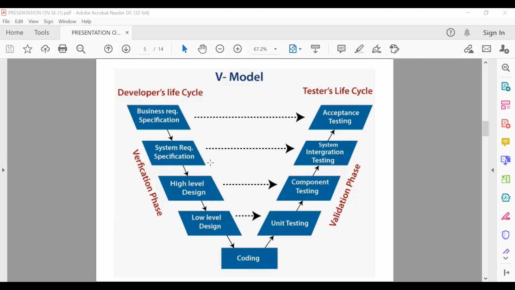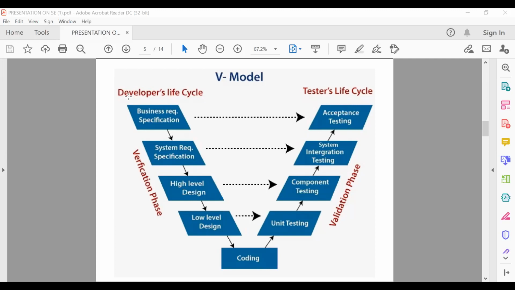Okay. Can you explain the different testing phases as mentioned here? Like what is acceptance testing, what is system integration testing, component testing, and what is unit testing? In the testing phases, there are 4 different types of testing. Can you explain what each actually means?